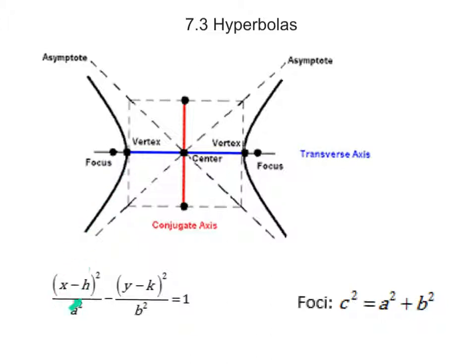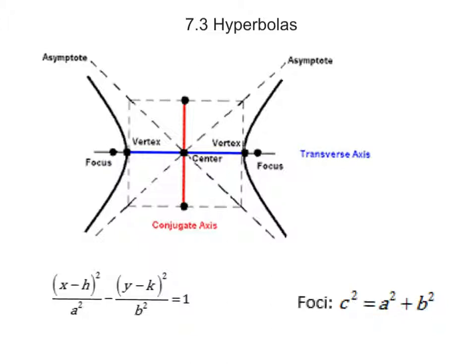As long as this is your positive fraction, it's going to open up right and left. On the next screen, when we switch it and your Y is positive and your X is negative, it'll open up and down. So whichever fraction has a positive sign in front of it, that's the direction that it opens. You still have a center of HK, so this just looks like the ellipses. The only difference is you want your foci, your two focus points, to go out farther. So in order for them to go out farther, you're going to have to add them together.